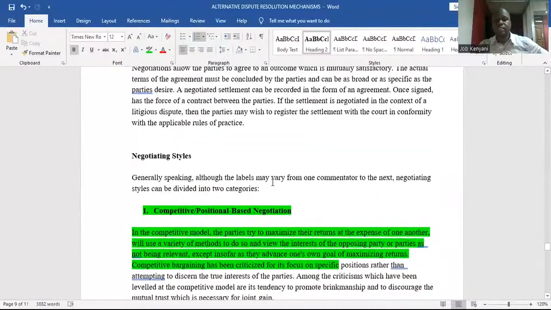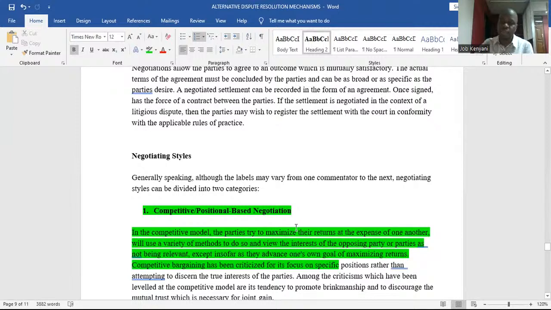So positional bargaining is simply whereby you are negotiating, but you've taken a position. The one who is actually very superior is likely to take up a position and stand with it, so you'll take advantage of the weaker party. Maybe it could be between the employer and the employee. The employer takes a positional approach, whereby he knows he's quite superior, and therefore he's just going to take advantage of the inferior party.